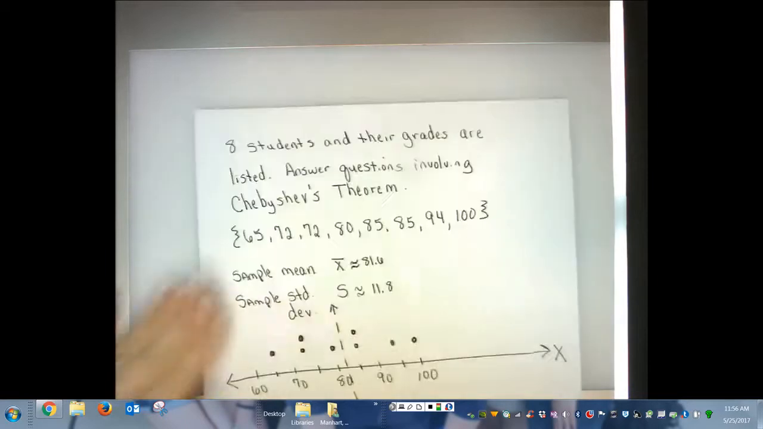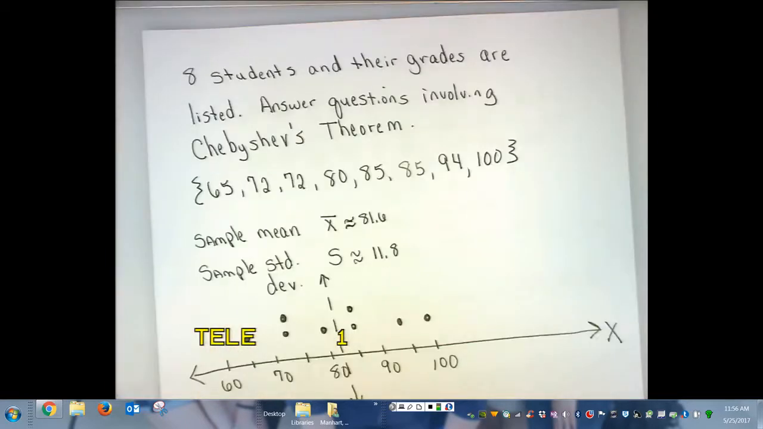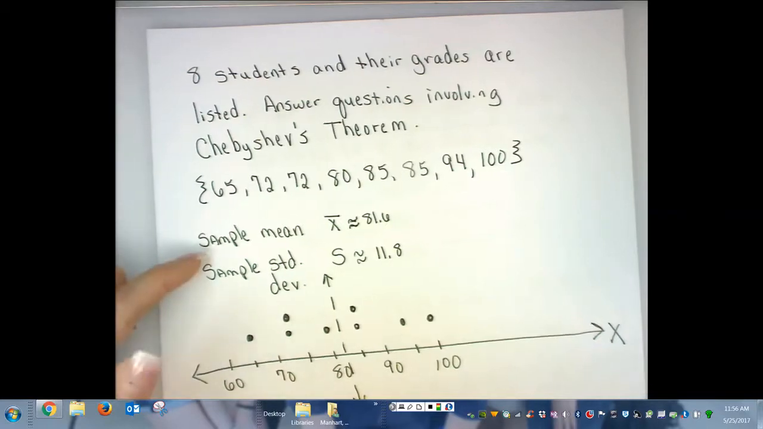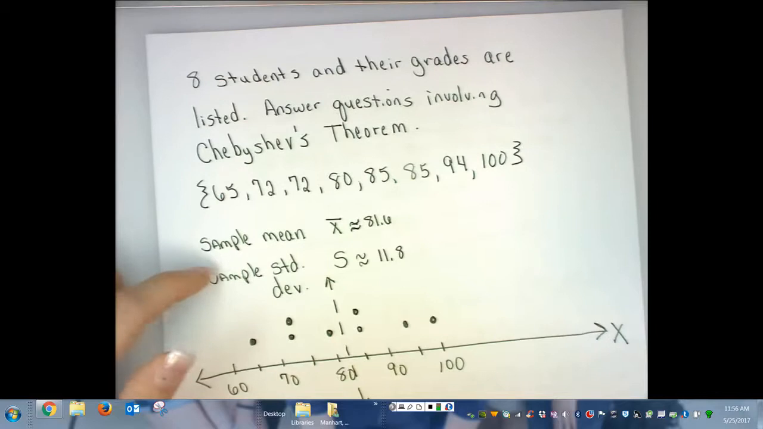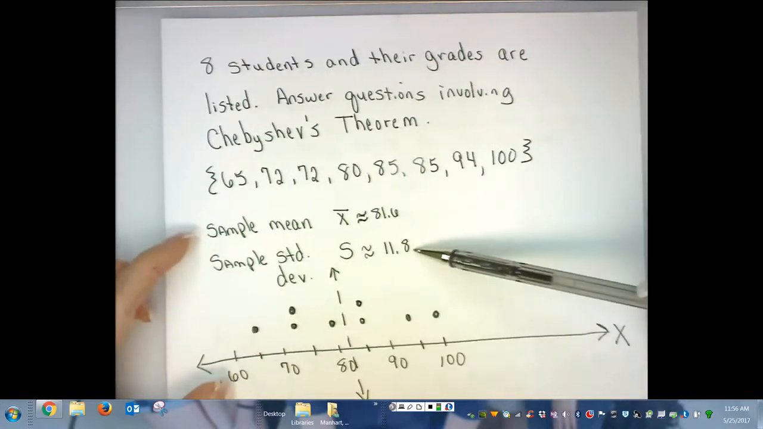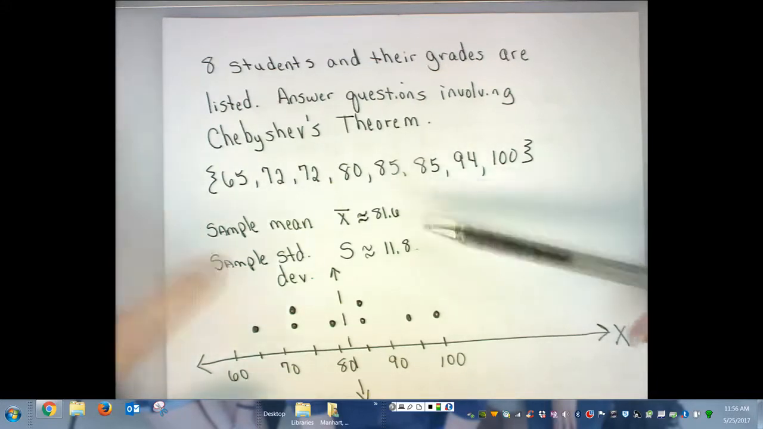So, I have another example of Chebyshev before I stop the video. This is a specific example, and we covered this example in the last lecture on measures of variation: 8 students and their grades, and answer these questions involving Chebyshev's theorem. And if you remember from the last video, we found that the sample mean was 81.6, and we found the sample standard deviation was 11.8. So we found this specifically the long way using the formula for sample standard deviation. Now I want to talk about Chebyshev using this same example.